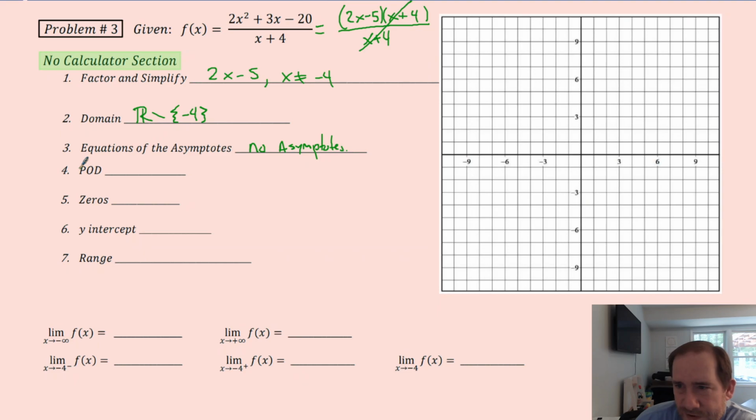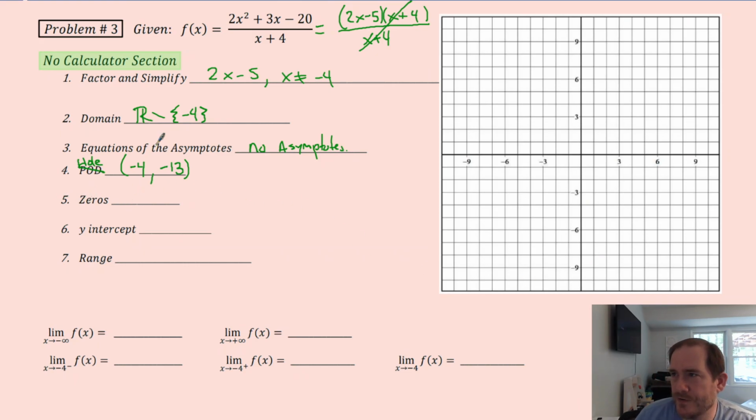POD, that's point of discontinuity, meaning hole. Everywhere that it says POD, you can just say hole if you want to. We know that the hole has its x-coordinate at negative 4. To find the y-coordinate of it, we plug negative 4 into the function and solve. So plugging in negative 4 into our simplified function gives me negative 8 minus 5 is negative 13, which is not on the grid. I thought I accounted for all of this, but I didn't.